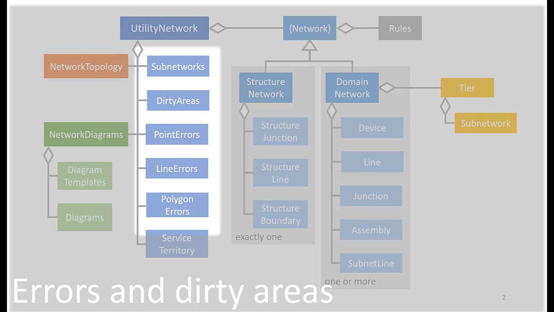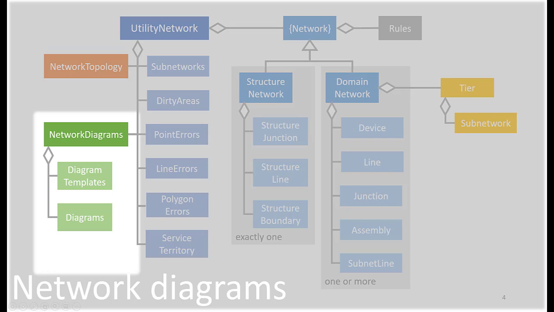In addition to dirty areas, the utility network layer has the ability to identify point errors, line errors, and polygon errors. These errors represent specific features that are throwing back either some sort of validation restriction or some sort of connectivity behavior that's not enforced by a rule. And then the service territory is just the region of the network. So in the utility network, you can only edit features within the service territory. I think there's a 10% boundary, but you really want to be careful about that. I'd like to talk through the network diagrams just a little bit.